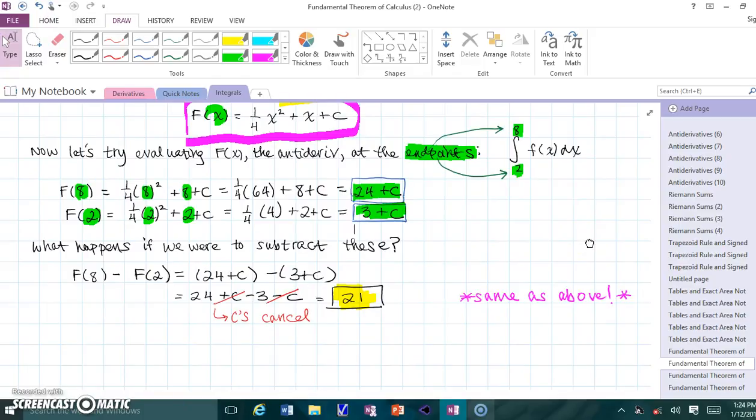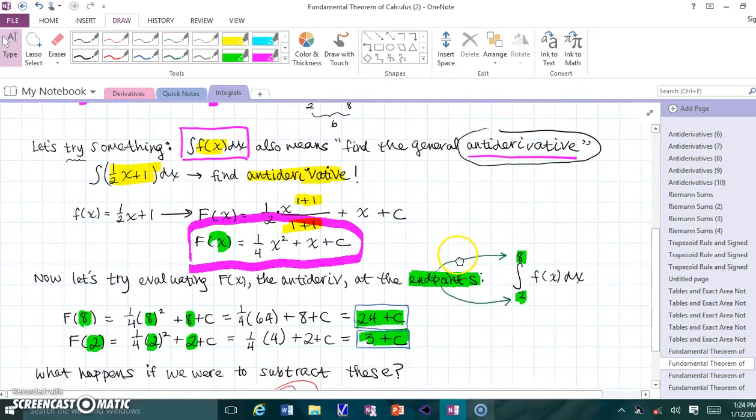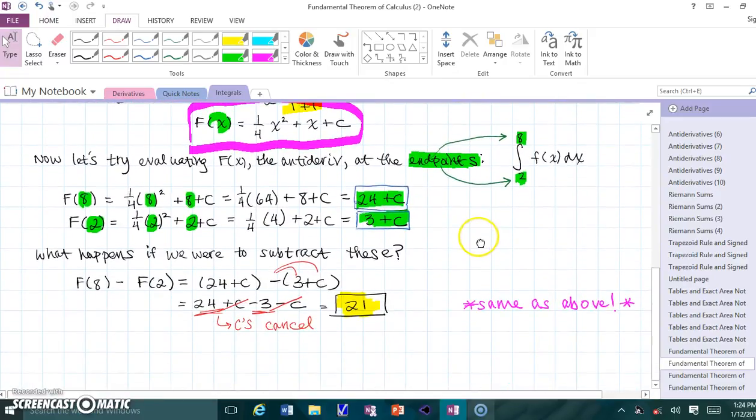If you subtract the lower limit's value from the upper limit's value, so 24 plus c minus 3 plus c, distribute this minus here. Notice my c's cancel. Oh, 24 minus 3, that's 21. That should sound familiar because I had 21 here and here. So when I got the exact area, it was 21. When I found the antiderivative, evaluated it at the endpoints and subtracted, I also got 21.